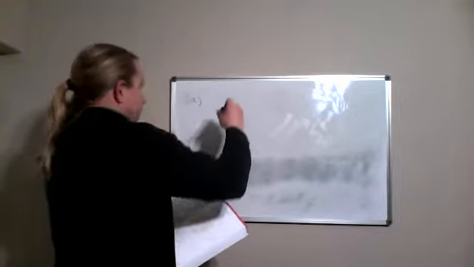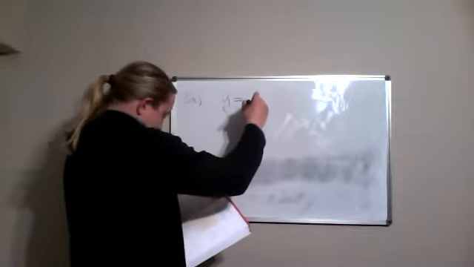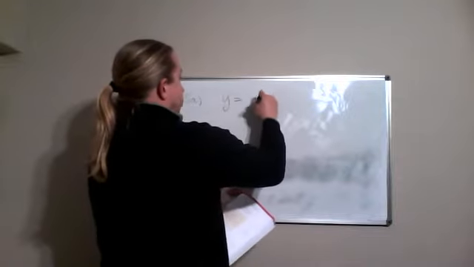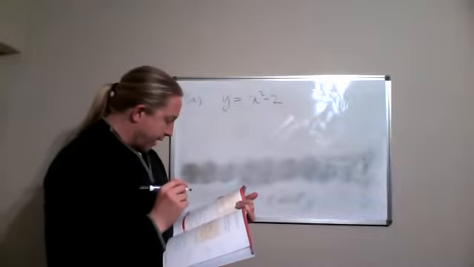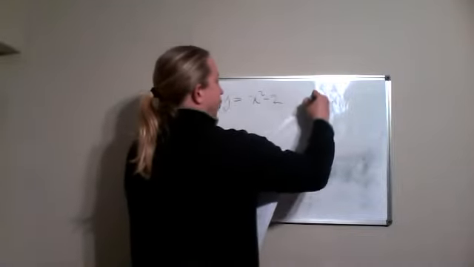Okay, so we have y equals x squared minus 2. Okay, that's what they told us. If x equals to minus 4.